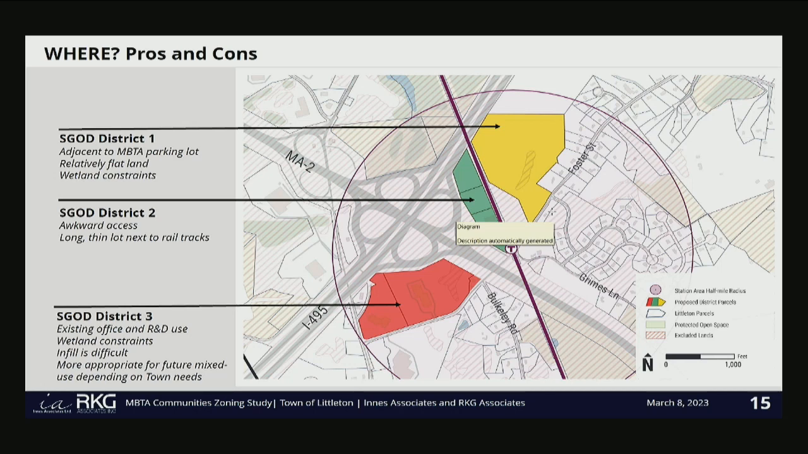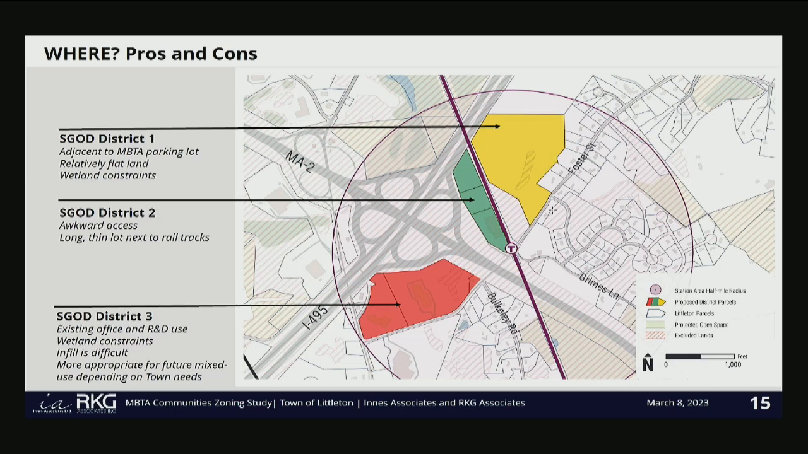District 2 actually has quite awkward access. It is a long, thin lot next to the railroad tracks, and District 2 again is the green. It's got one tiny little access right after an intersection, which is not ideal. And as a longer, thinner lot, it's a little bit more difficult to develop. So we wanted to keep that in mind.